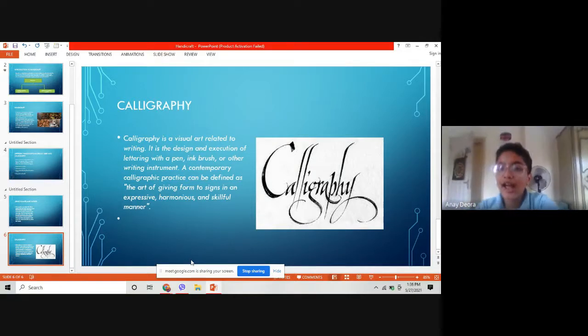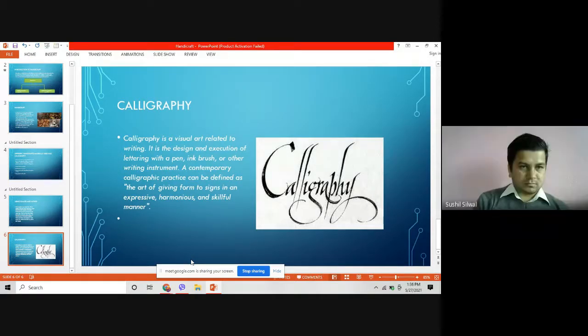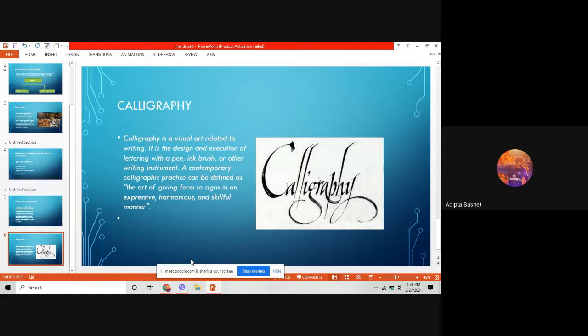Yeah, and it is done by hand also in rural areas. And in modern days, we do it on the computer. It's also a reason for calligraphy to be in handicraft.